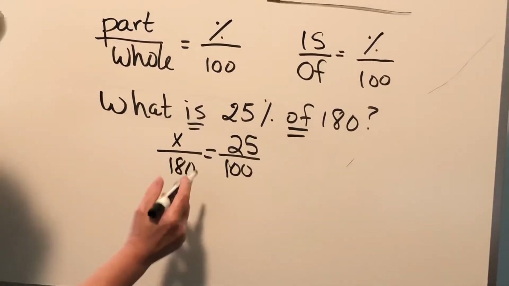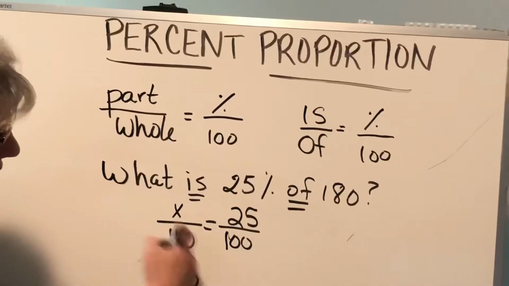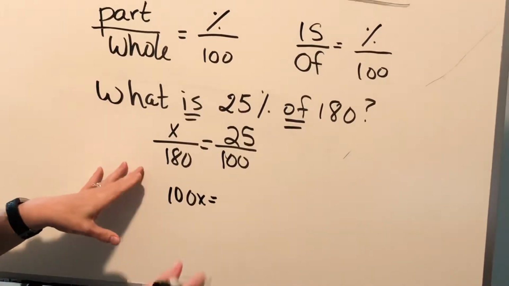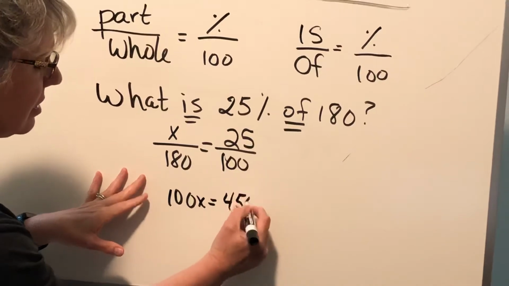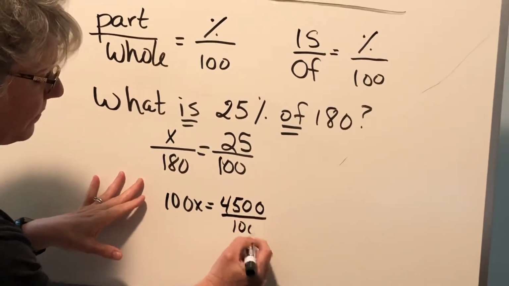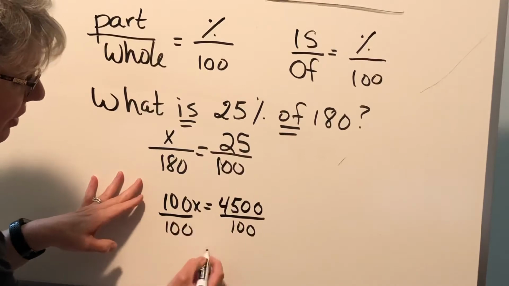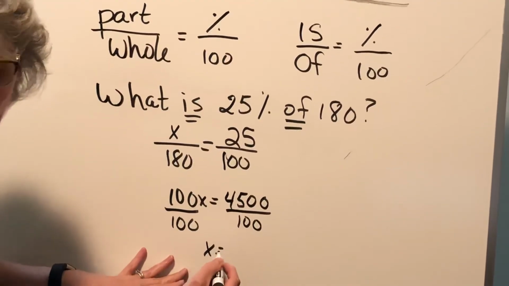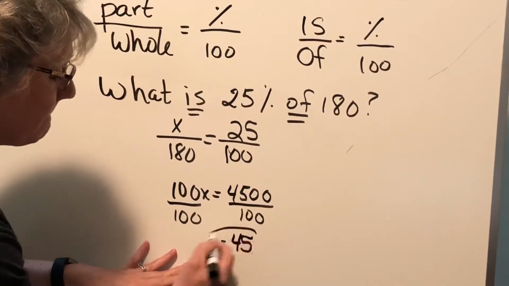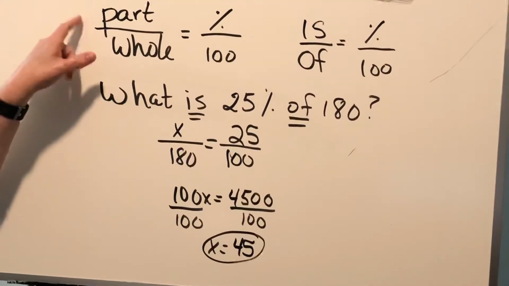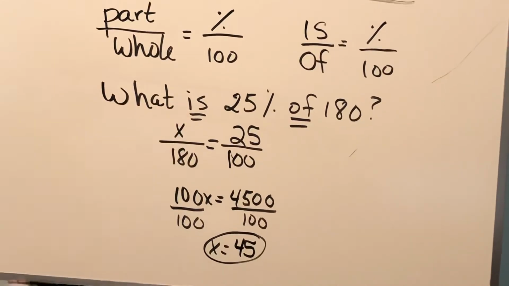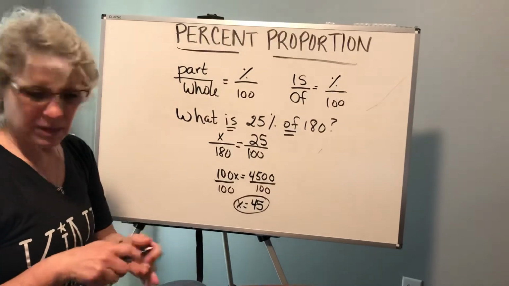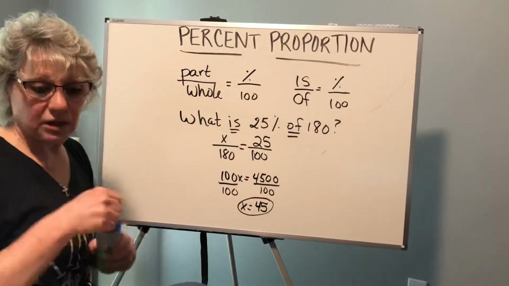At this point I would butterfly, and I would get 100 times x to get 100x. If I multiply 180 times 25, and I did my math correctly, I got 4,500. Isolating my variable, I divide by 100, so I get x equals 45. I hope I did that right. So this would be if I was looking for the part, if I'm looking for the word is. That's just one of the many examples. I'm going to do two more examples, so just give me a second here to clean up my board so I can move on.